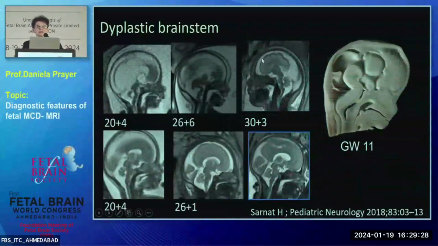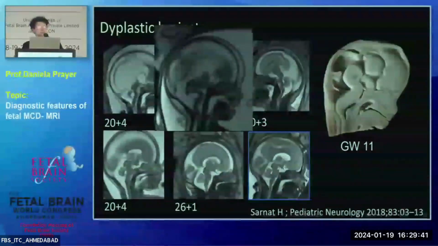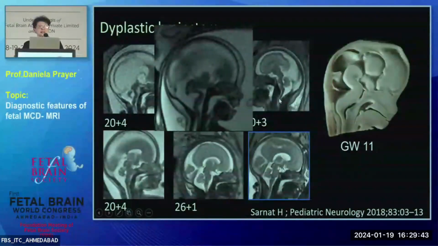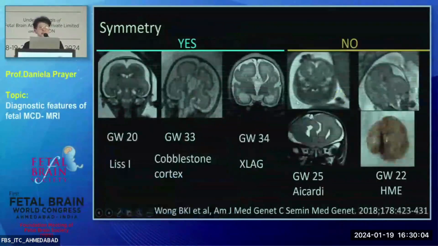Here, the dysplastic brainstem, I don't tell you something new. You have seen that already several times. What does it mean? It is dysplastic. It has preserved the embryonic form that should be gone in about 16 gestational weeks. When you see something like that, regardless of what it is, the prognosis is bad. Of course, the brainstem can also just be small, the pons flat. This is mainly seen in tubulinopathies, but not only. But if you suspect a tubulinopathy, you should look at the brainstem.